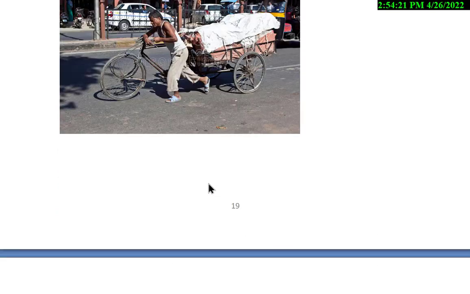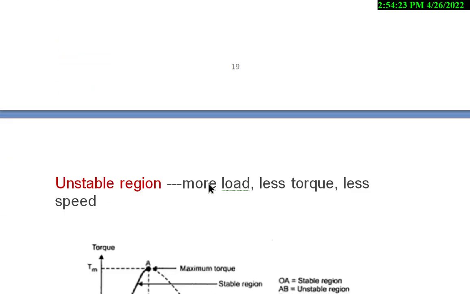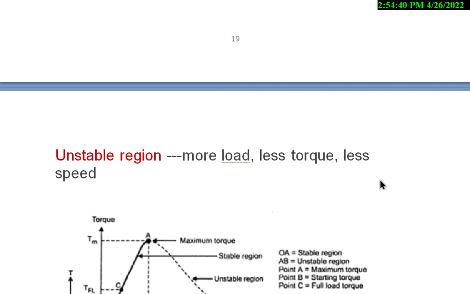And coming to the unstable region, in that case, when the load is more, torque is supposed to increase, but torque also reduces. Not only torque, speed also reduces. That is called the unstable region.